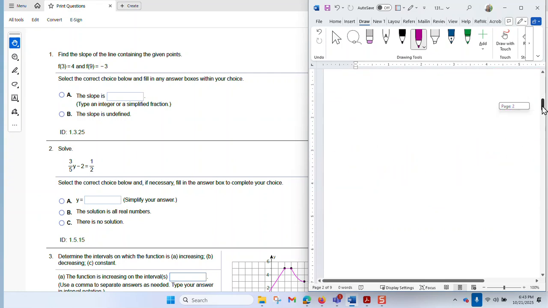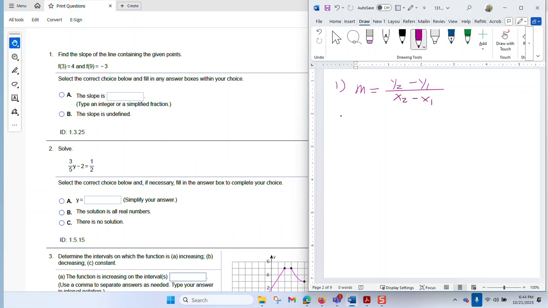All right, let's look at the review for test 1. Find the slope for the line containing the given points. First, you have to have a slope formula. The slope formula is y2 minus y1 over x2 minus x1.